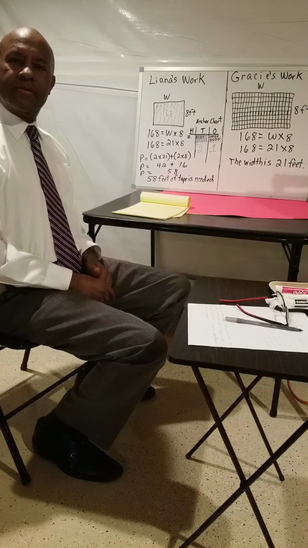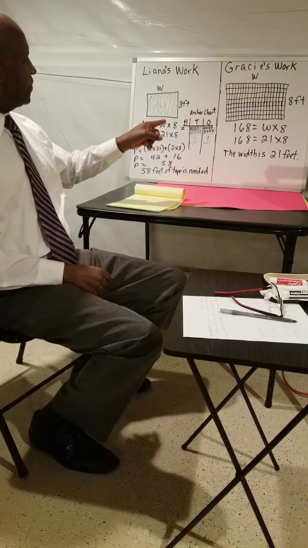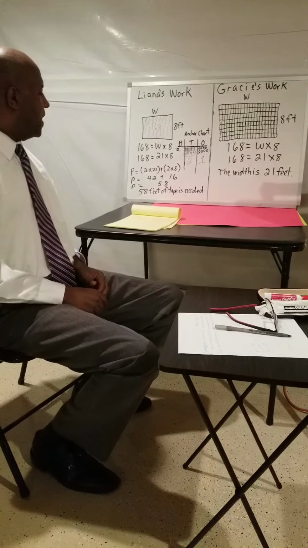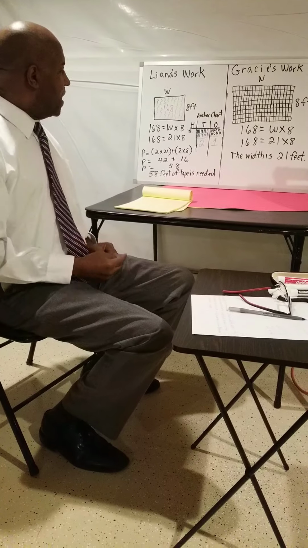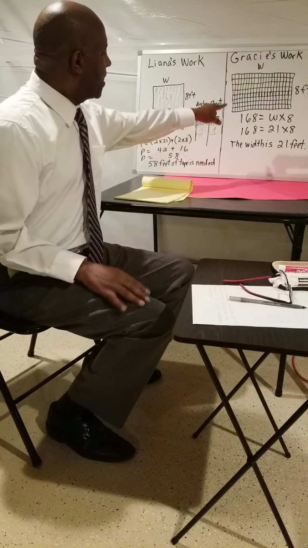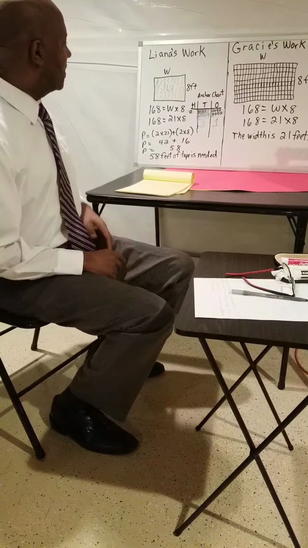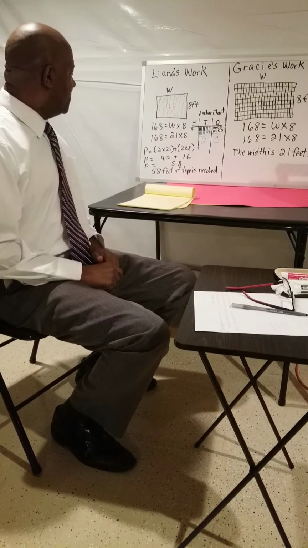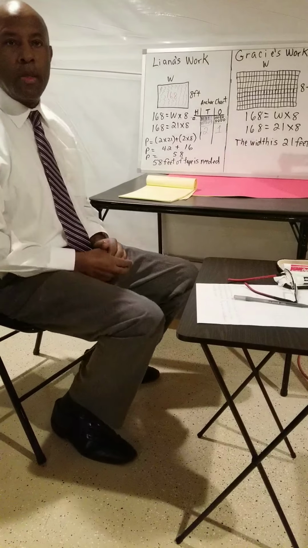But what's missing? What's missing with Gracie's versus Leona's work? Gracie and Leona did the area, but the only difference is Gracie forgot to tell you what the perimeter is all the way around in her analysis. She didn't put that 58 feet of tape is needed.